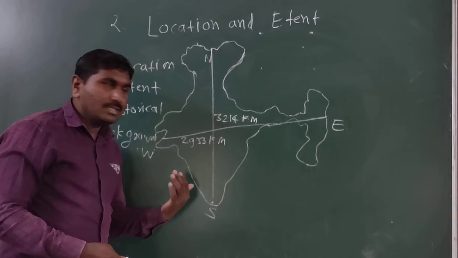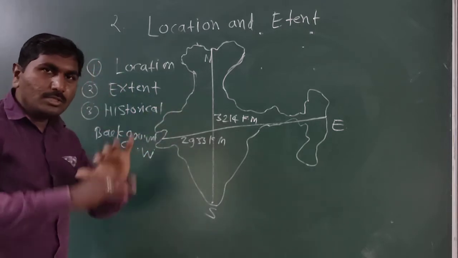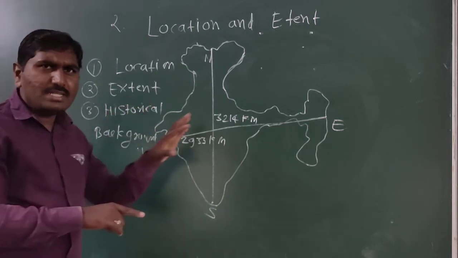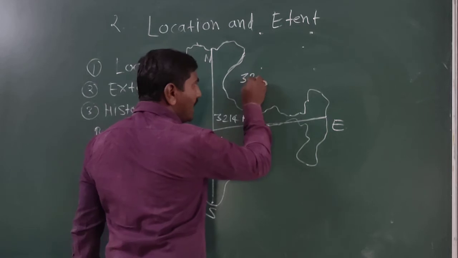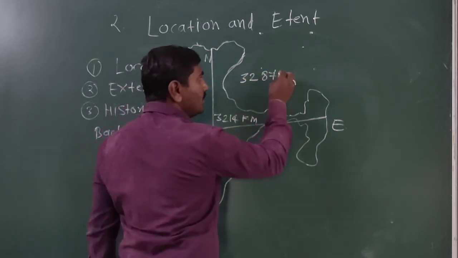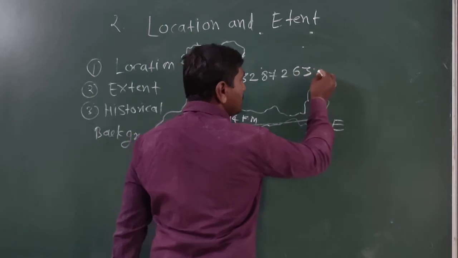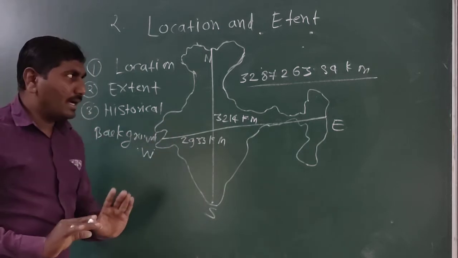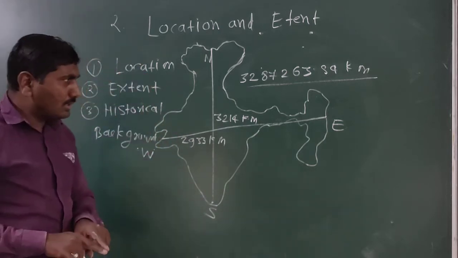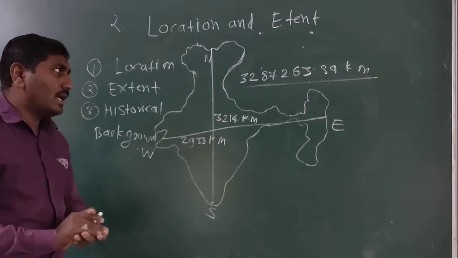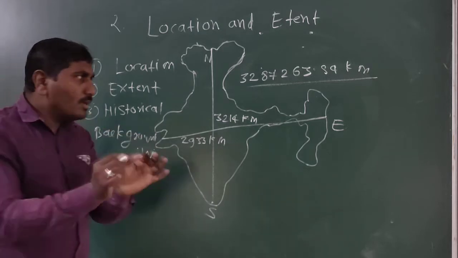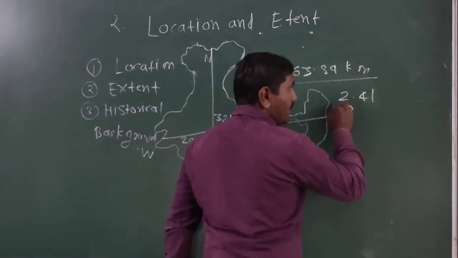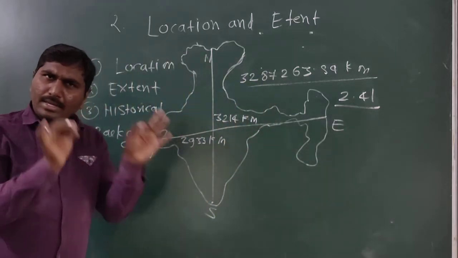Now we will understand about the area. How much area is occupied by India? You have to understand its area, and that area is 32,87,263 square kilometer. This area is occupied by India. When we think about all continents as 100%, out of that 100%, how much area is occupied by India? That is only 2.41%.